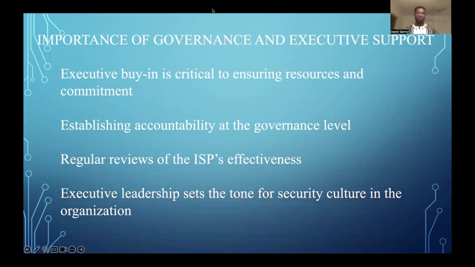Executive leadership setting the tone for security culture in the organization is one of the most important and final aspects of the program. When leadership emphasizes the importance of security and leads by example, whether it is following best practices themselves or championing security initiatives, employees are most likely to take the program seriously. This top-down approach helps foster a culture where everyone is engaged in the security program. In short, without strong governance and executive support, an ISP can struggle to gain establishment in the organization. Executive leadership must not only provide the resources needed, but also actively engage with the program, regularly assess its success, and lead by example to enable a security-minded culture throughout this organization.